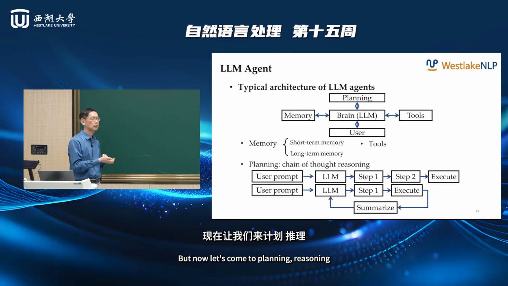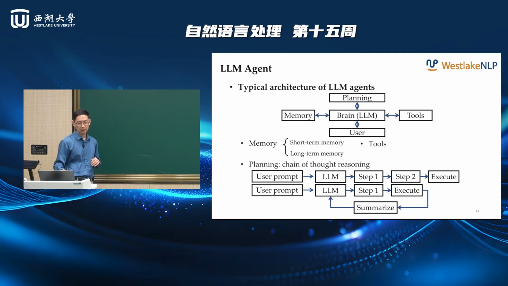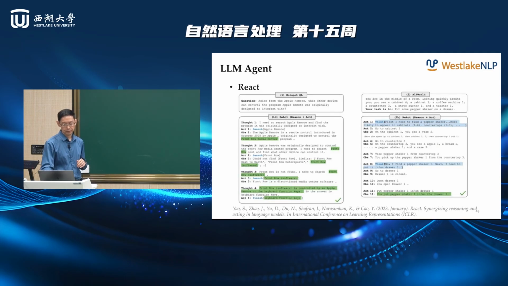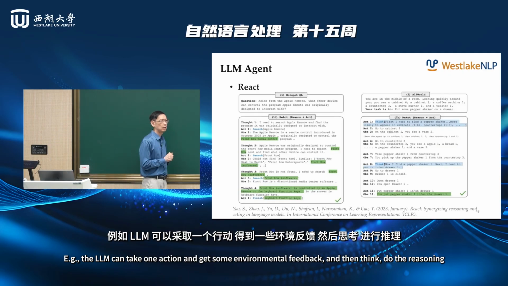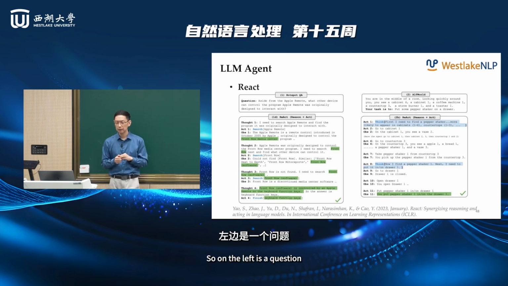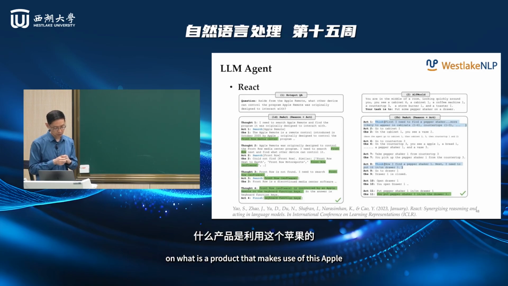But now let's come to planning and reasoning. The agent can take complicated steps to reason smarter, okay? So, for example, the LLM can take one action, okay, and get some environment feedback, and then think, do the reasoning. And so on the left is a question, okay.